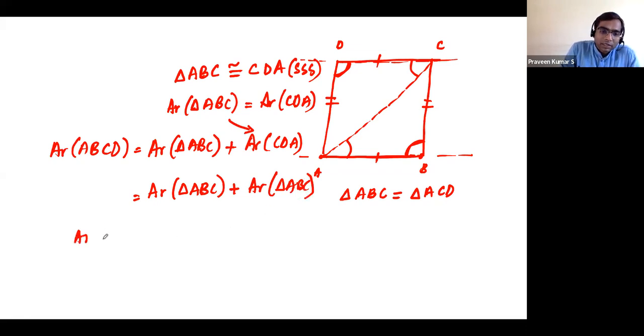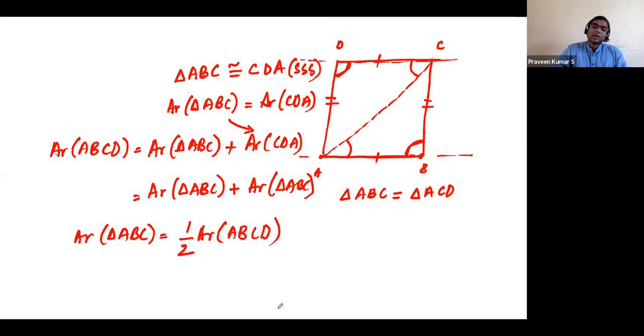So what does this mean? Area of triangle ABC is equal to half of the area of the quadrilateral ABCD. Now, how will you calculate the area of this quadrilateral?